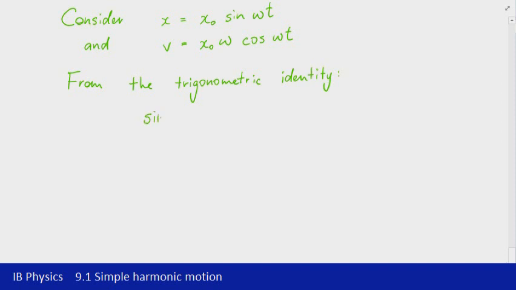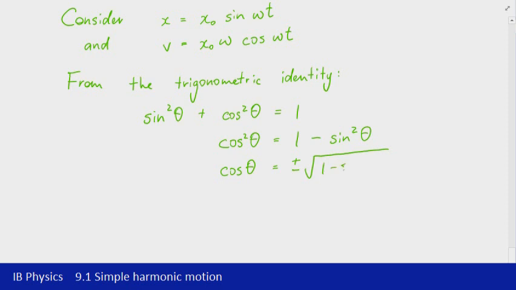The identity that we're dealing with is sine squared theta plus cos squared theta being equal to 1. So that's the identity that we're going to deal with, and we're going to just manipulate it a little bit. So we'll take it to cos squared theta being equal to 1 minus sine squared theta, and take that one step further, so we've got an expression for cos theta. That's then going to be plus or minus the square root of 1 minus sine squared theta. So there's a bit of algebra to get another expression for cos theta.